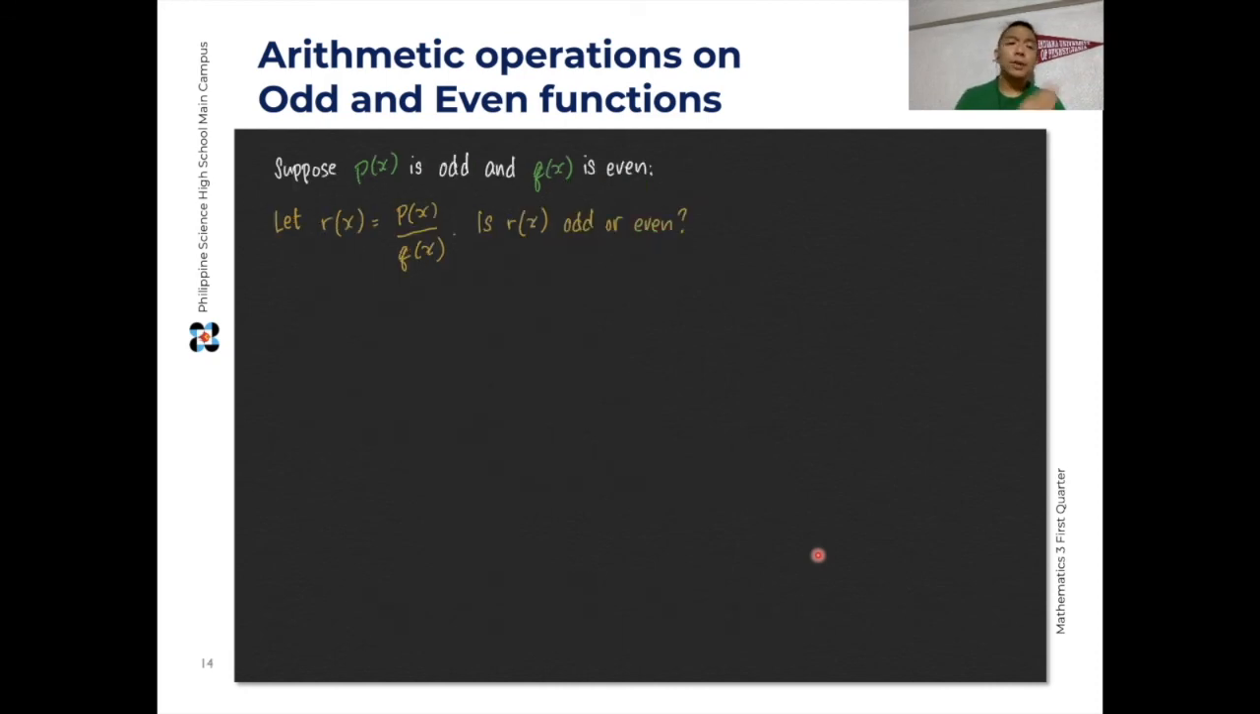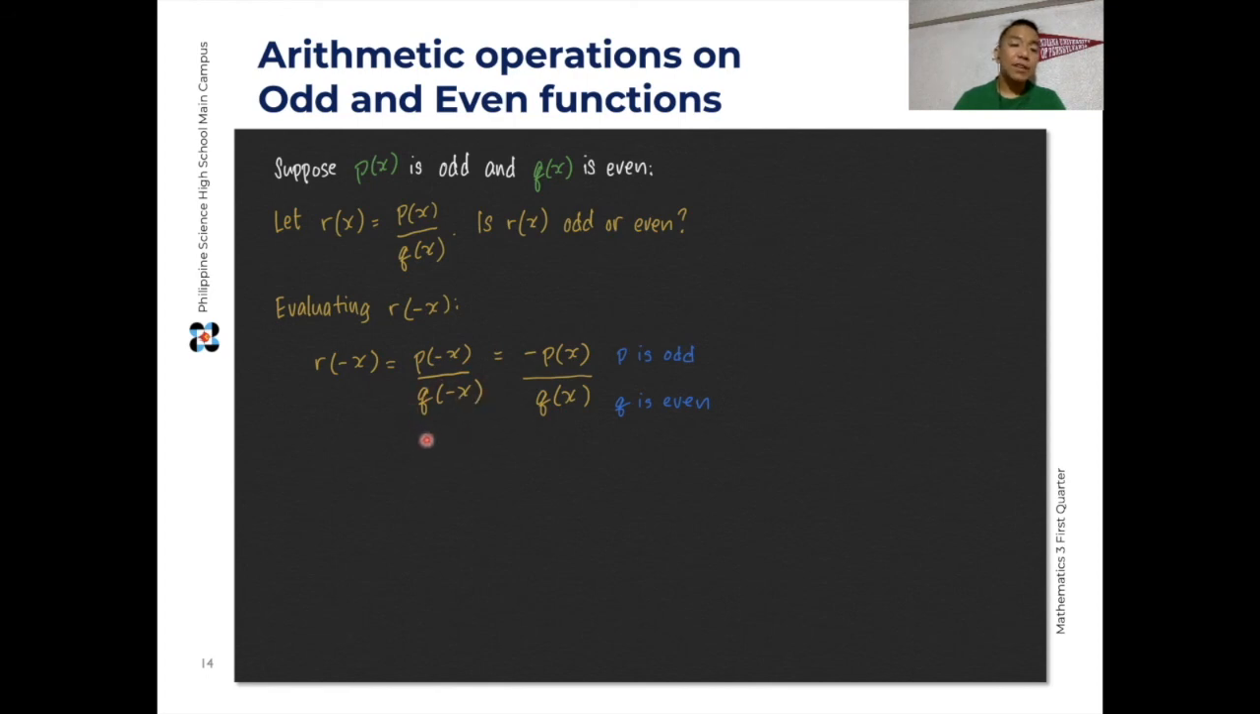Now, suppose p is odd and q is even. Let's take their quotient naman. Let r of x be p of x all over q of x. Is the function odd or even? Well, we don't have a graph, so i-evaluate natin siya using negative x. So r of negative x, this is p of negative x all over q of negative x. Pero kasi odd si p of x eh. So p of negative x, this is equivalent to negative p of x.